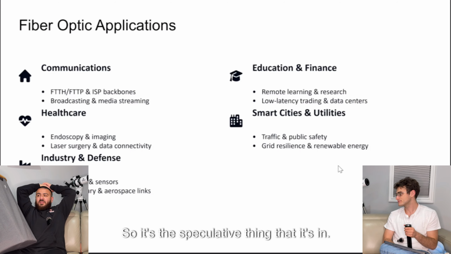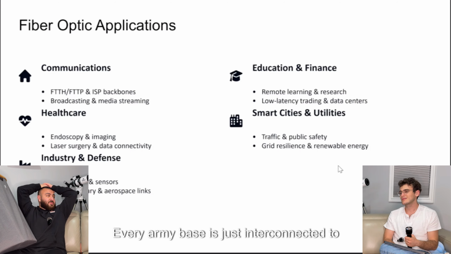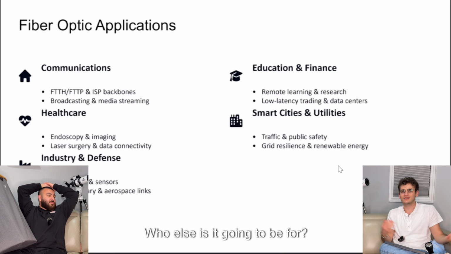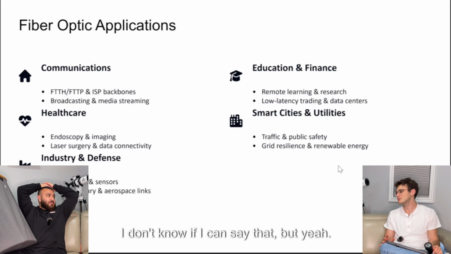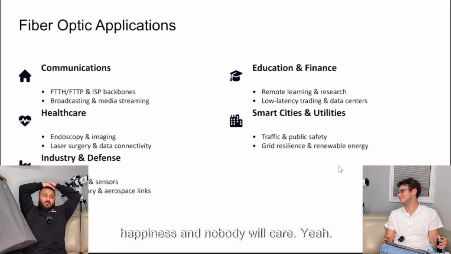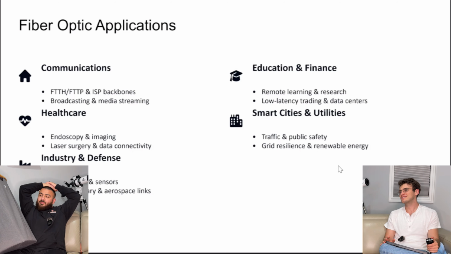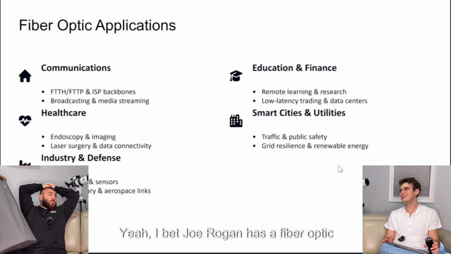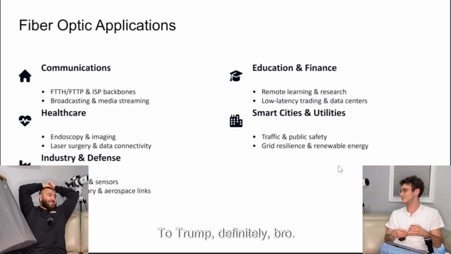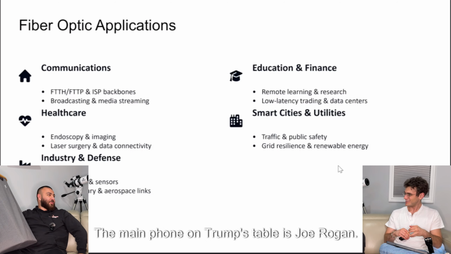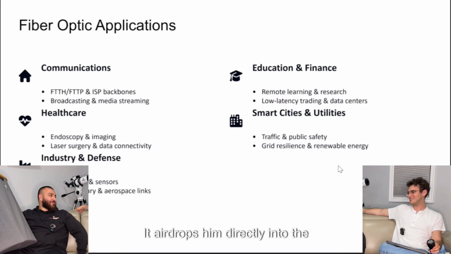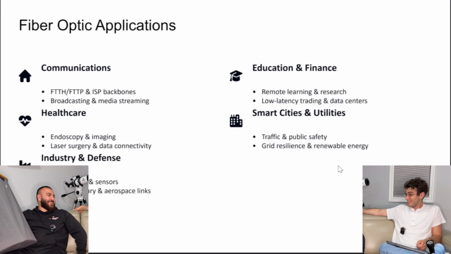So is the speculative thing that it's in every army base, interconnected to the White House? Speculative, bro. They're probably doing it. It makes sense, the latest tech. Who else is it going to be for? I don't know if I can say that, but I know Joe Rogan can say it with happiness and nobody will care, because he's Joe Rogan. I bet Joe Rogan has a fiber optic cable connected to the White House from his house. The main phone on Trump's table is Joe Rogan. The big red button is to call Joe Rogan. It airdrops him directly into the podcast.